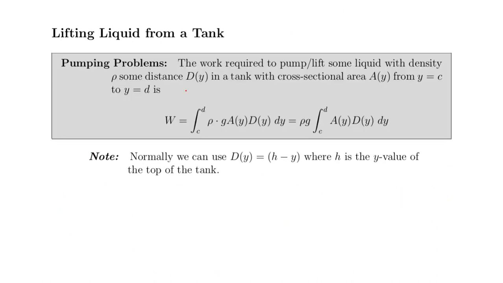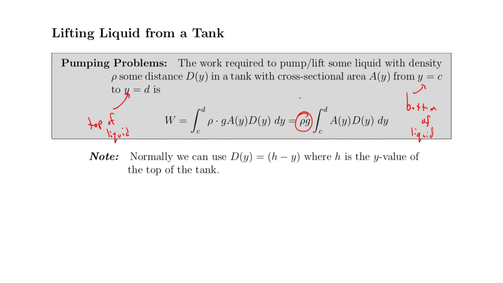So here's our pumping problem formula. The work required to pump or lift some liquid with density rho, some distance, d of y, in a tank, or out of a tank, we can say, with cross-sectional area A of y, from y equals c to y equals d. This is the limits of our liquid. So this is the bottom of the liquid. Oops, that's a g. And this y value is the top of the liquid, is this formula that we have here.